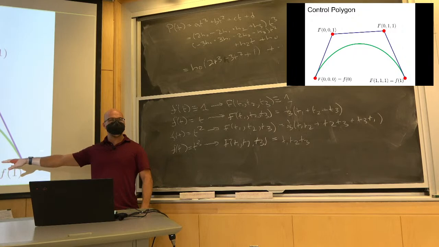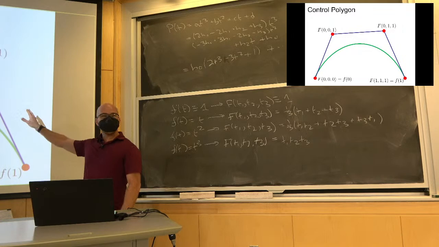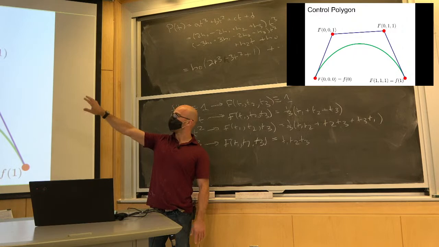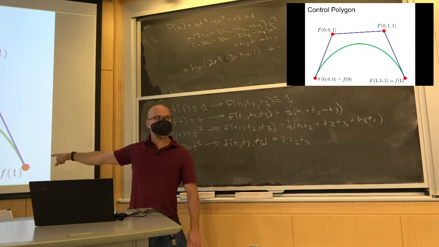I've drawn 4 points on the plane. These purple lines are imaginary. I just drew them because in my head they should be connected. But really, there are just 4 points, and these are associated with the blossom of a cubic curve. So this is F000, 001, 011, and 111. And I've drawn for you in green the cubic curve that this corresponds to.